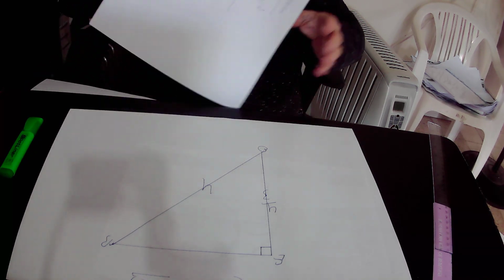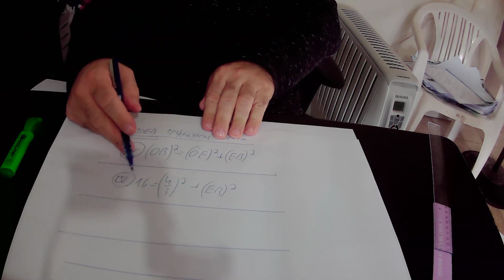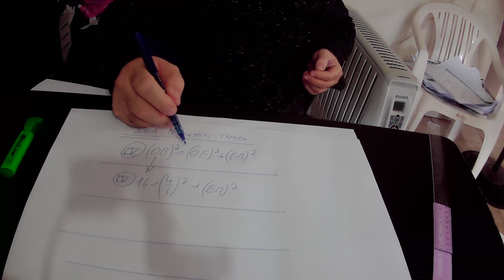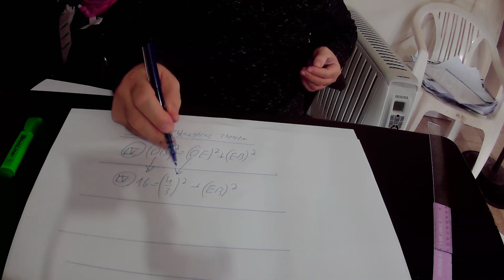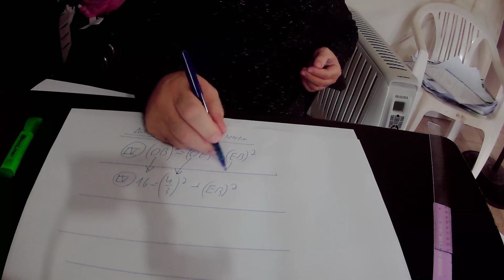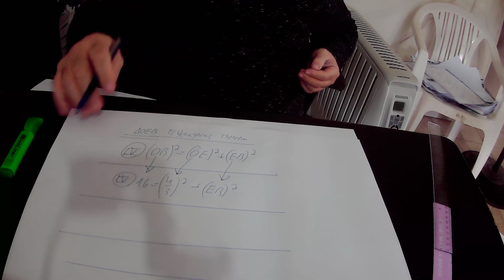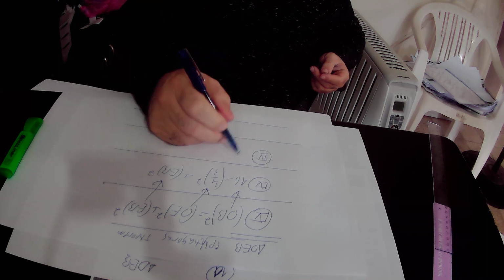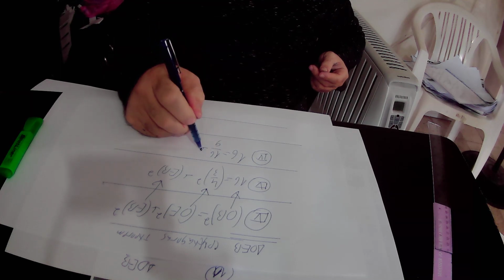I'll repeat again. OB equals 4, so OB square is 4 square. 4 square is 16. OE equals 4 over 3. Therefore, OE square will be equal to 4 over 3 square. And EB square is EB square. Here, 4 over 3 square is 16 over 9, so I write it down: 16 equals 16 over 9 plus EB square.